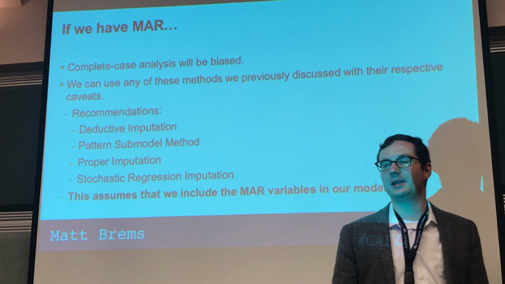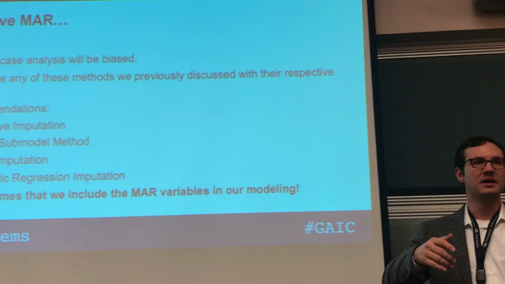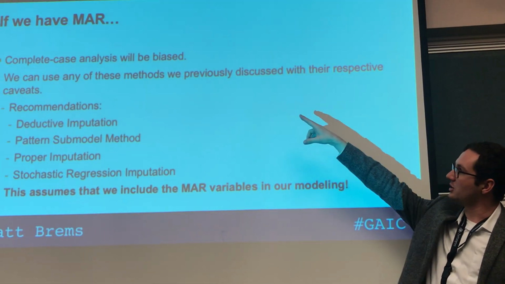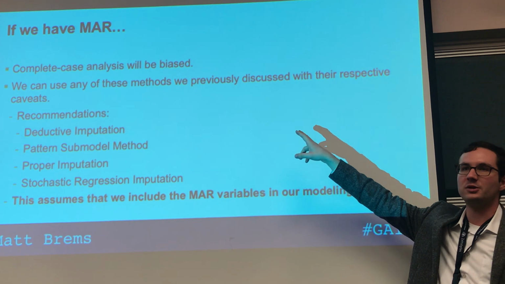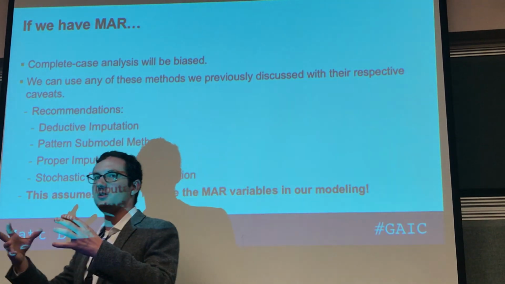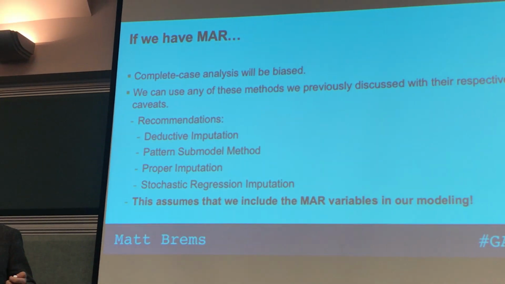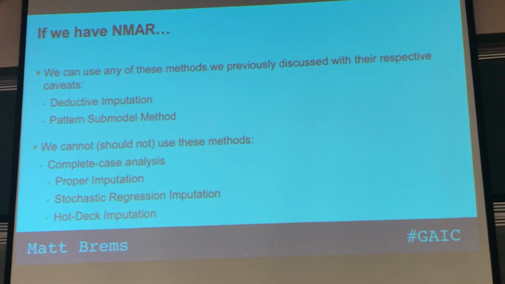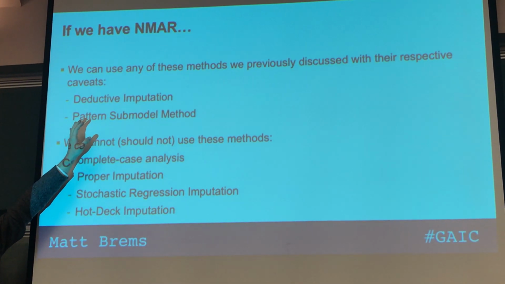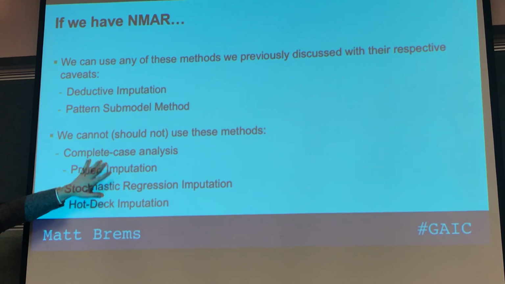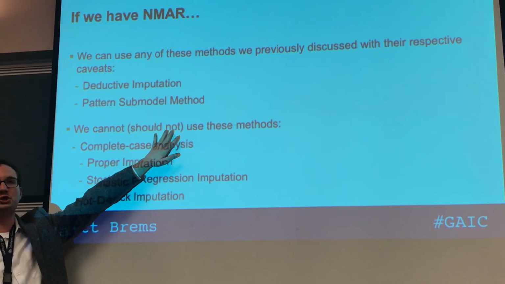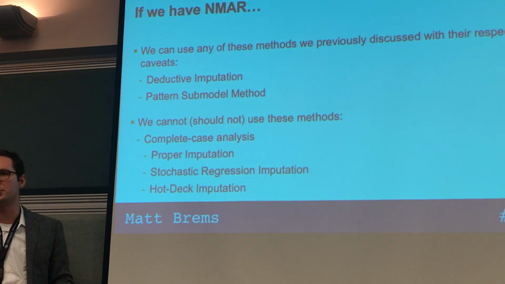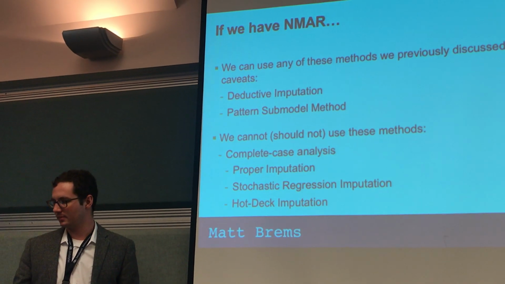Missing at random was where we had a sensor that went out from 6 a.m. to 10 a.m. I would have to include time in that model, otherwise this will be biased. In addition, complete case analysis will be biased, so you should not use complete case analysis. That is, you just take the data you have and assume that data is sufficient. And then finally, if your data are not missing at random, or missing not at random, you should use deductive imputation and the pattern submodel approach, and those are essentially it. Everything else should be biased, so you really should not use those methods. People will still commonly use those methods when the data are missing not at random.